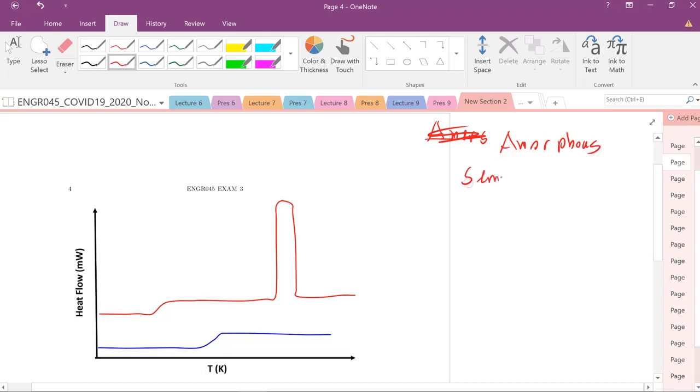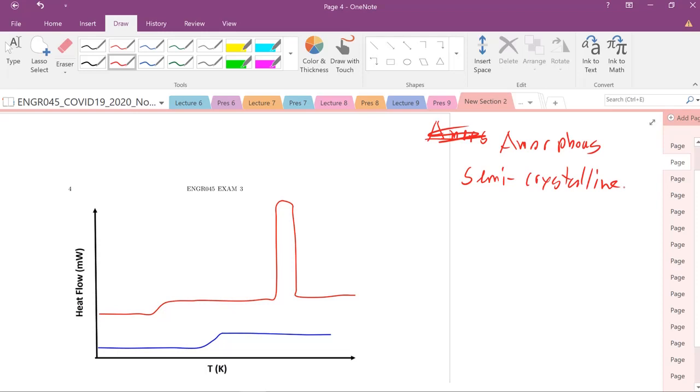Amorphous, semi-crystalline. And we need to label the TG. So let's start with first, we see this peak here. Whenever we see this peak, or actually we can even start further.